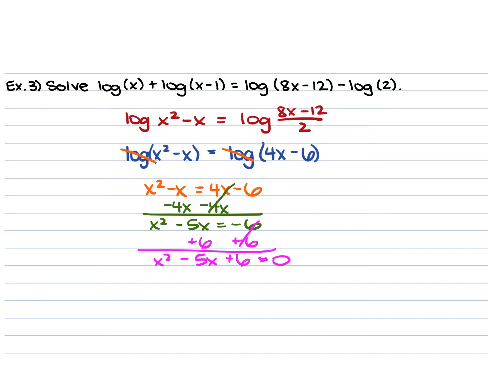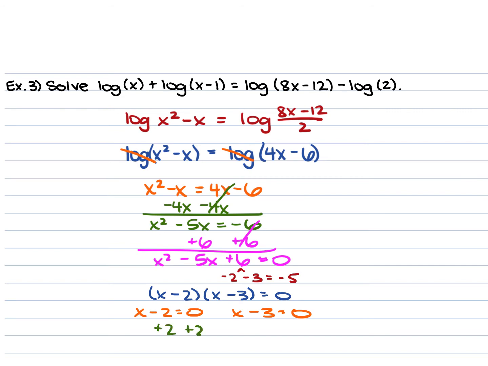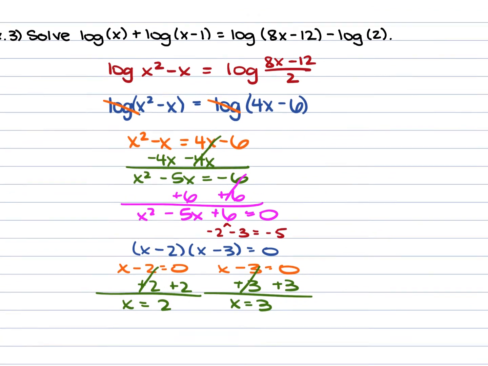From here, we're going to find the factors of 6 that add up to be negative 5. They have to be the same sign, so we're going to have negative 2 and negative 3 give us negative 5. So this factors out to be x minus 2 times x minus 3 is equal to 0. We set each of these equal to 0, and we solve for both. We're going to move the 2 over by adding it to both sides. We also are going to move the 3 over by adding it to both sides. So this is going to give us x is equal to 2 and x is equal to 3.